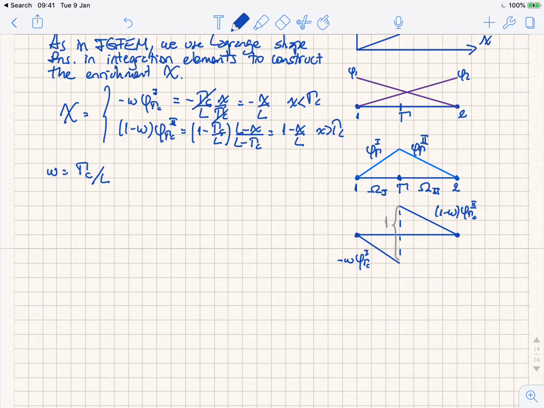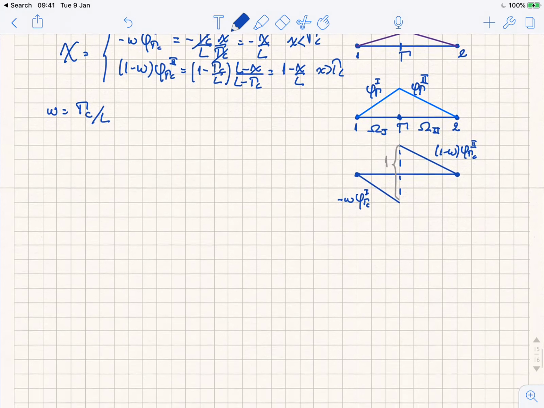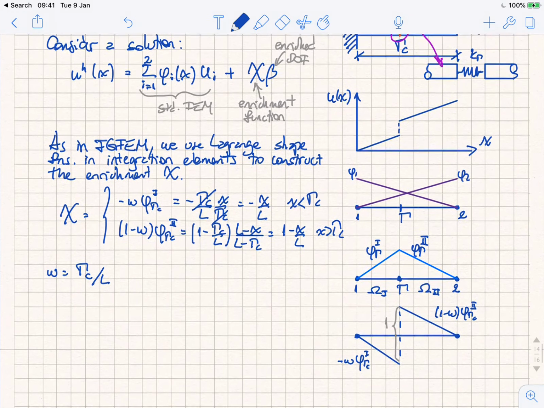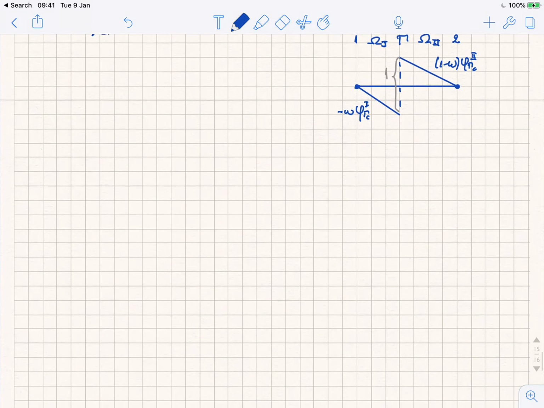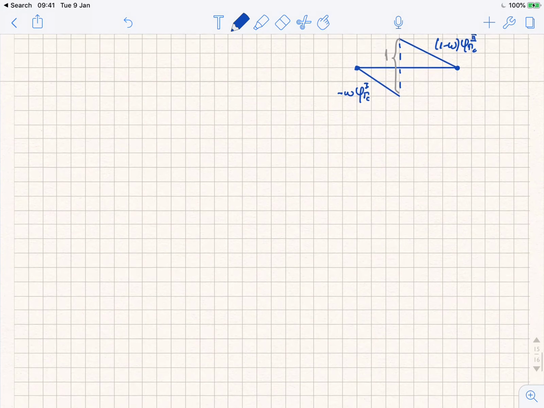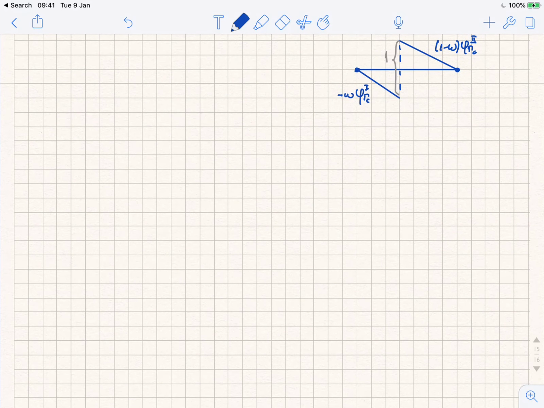So now that we have our enrichment function, let's see how integration of the stiffness matrix and the force vector takes place, and then we build our system, and then we're going to solve it, and you'll see that we recover the exact solution. So okay, for this case, again, we are splitting into two because we always want to integrate smooth functions, so we need to separate. We need to integrate in parts.